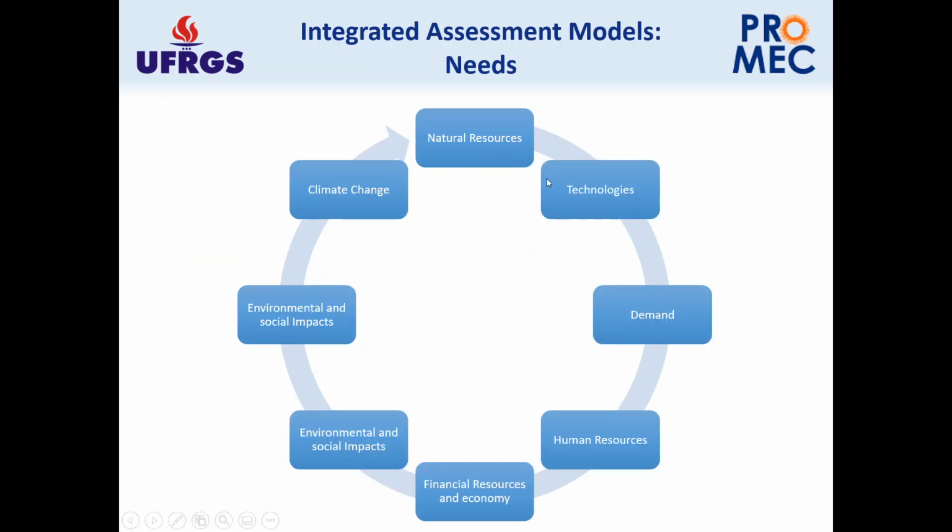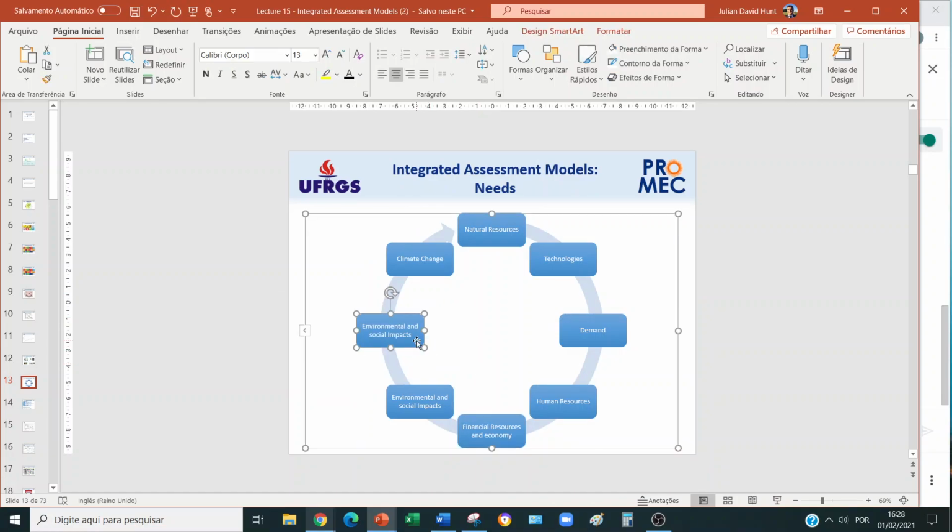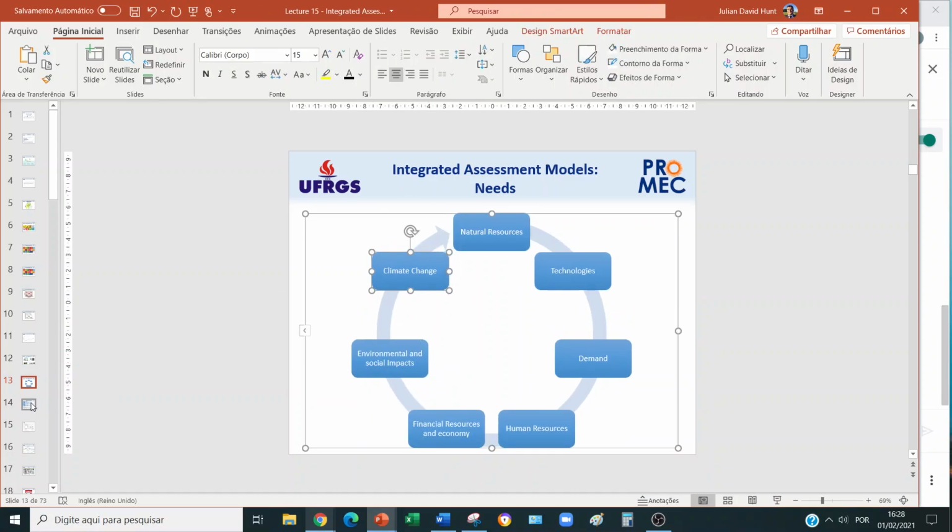For example, natural resources, technologies, demand. Demand is usually the most important one. If you don't have demand, there is no need for any of these. Human resources, financial resources, economy, environmental social impacts again, sorry. Climate change. Climate change is also an important issue.